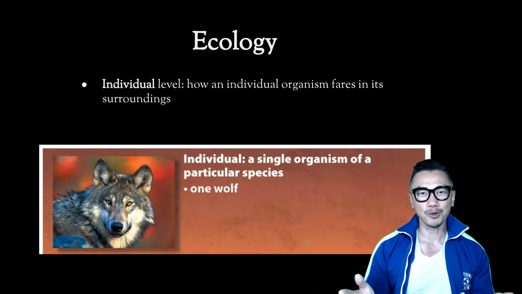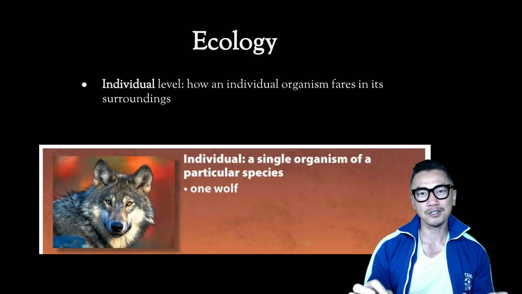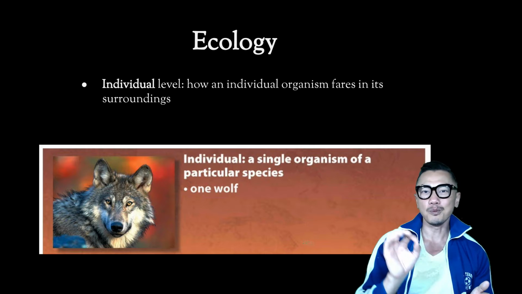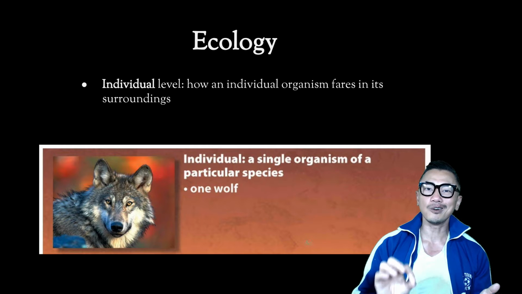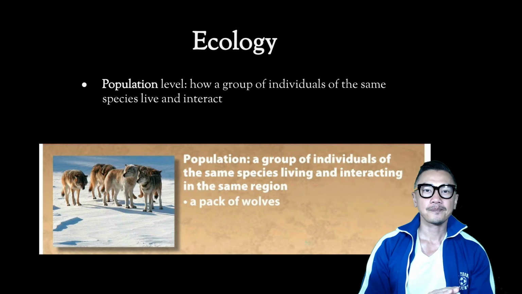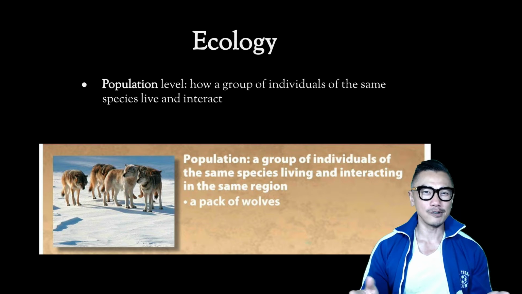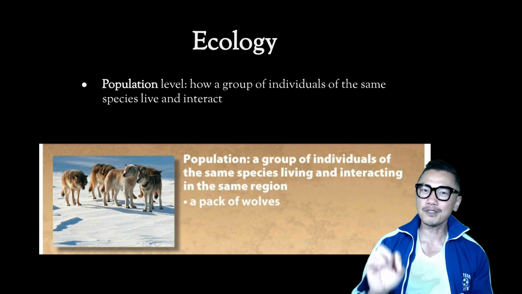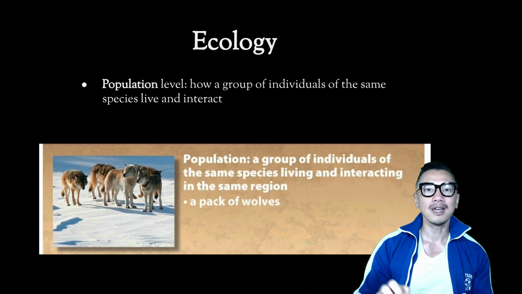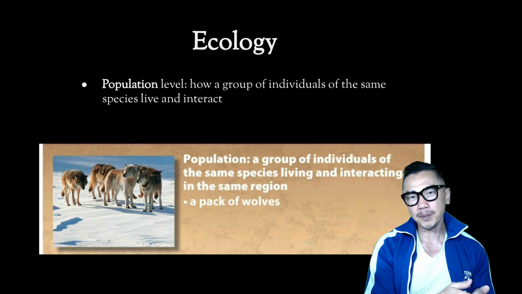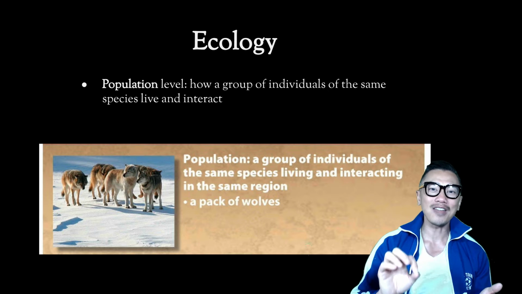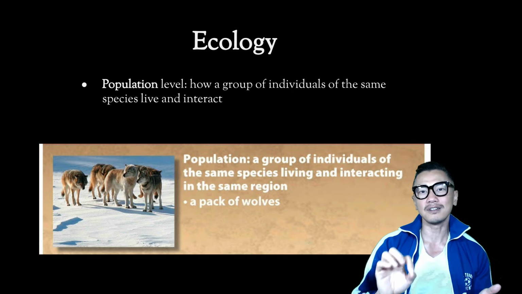Ecology at the individual level looks at how a single organism fares in its environment or surroundings. For example, you may look at one wolf that lives on Royale and how it copes with its environment. Ecology at the population level looks at a group of organisms of the same species and how it lives and interacts with each other and the environment. A population ecologist, for example, would look at a pack of wolves rather than an individual wolf that lived on Royale.